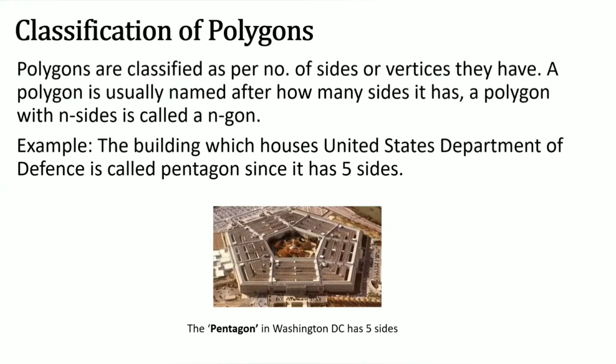Classification of polygons. Polygons are classified as per the number of sides or vertices they have. A polygon is usually named after how many sides it has. A polygon with n sides is called an n-gon. For example, the building which houses the United States Department of Defense is called the Pentagon, since it has 5 sides. You must have heard of it. It is very famous, the Pentagon is in Washington DC and it is a shape with 5 sides.